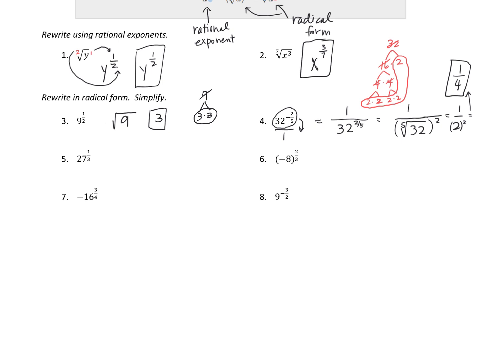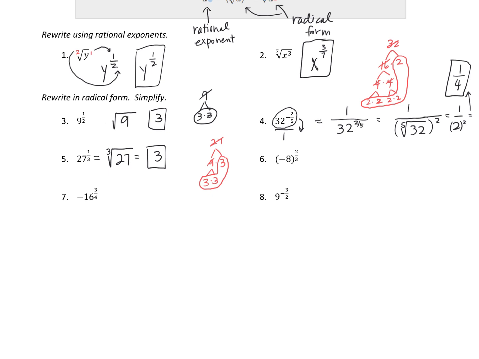Number 5, we want to rewrite this in radical notation. So our base is 27. The exponent is 1. The root is 3. I don't have to write the 1 exponent, but if I did, it would be there. So I want to find the cube root of 27. I can use a factor tree. 27 is 9 times 3. 9 is 3 times 3. We have a group of 3 3's. So the cube root of 27 is 3.